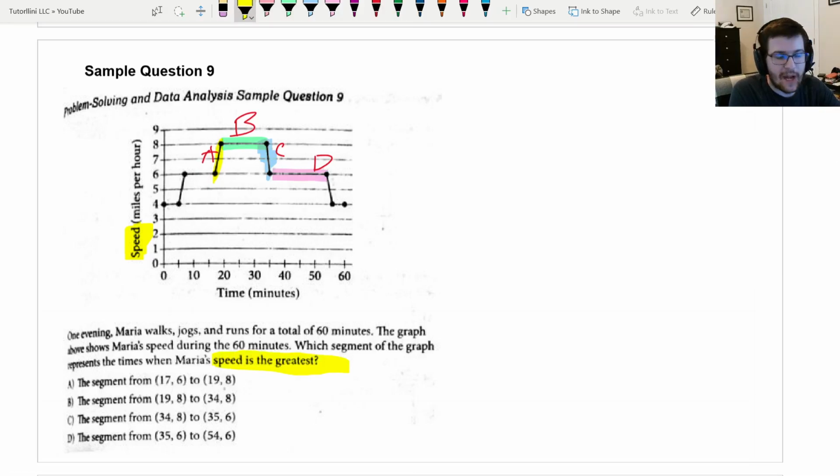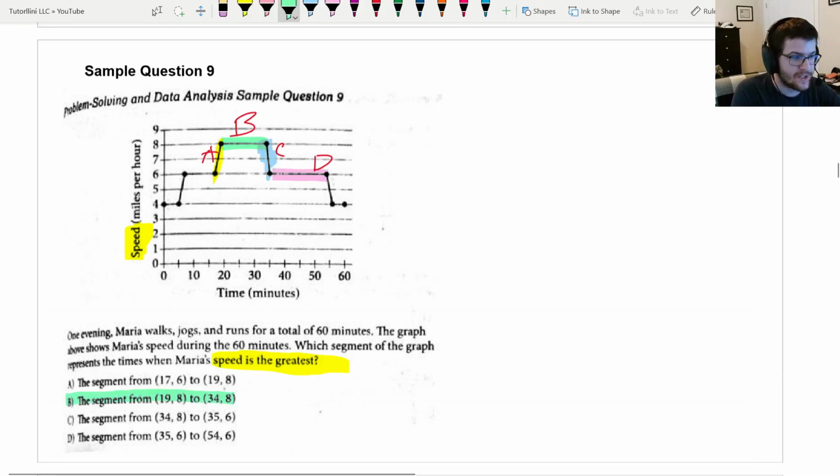So like the slope, I thought it was a distance graph and the slope would be the speed. No, it's a speed graph. So you just literally read it. So which one has the greatest speed? Oh, well, it's the highest one, B. That's it. It has a higher speed.